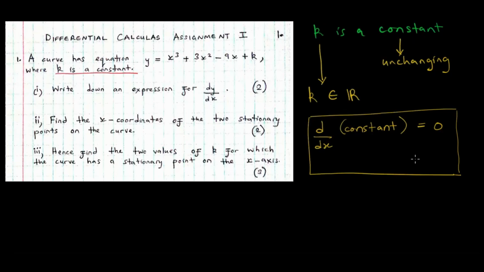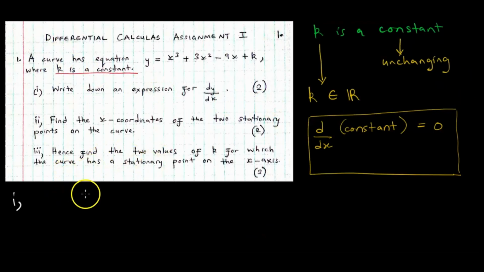Tapiwa that function y is equals to x cubed plus 3x squared minus 9x plus k. Tikapiwa kana kuudzwa kuti k is a constant. We now want to answer the first part. So the first part iri kuti write down an expression of dy dx. So how do we do this?